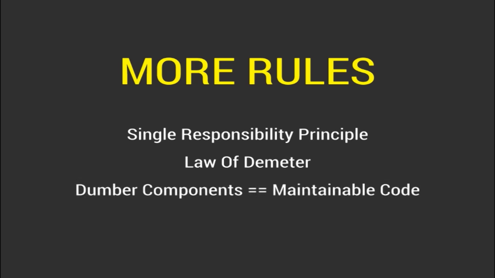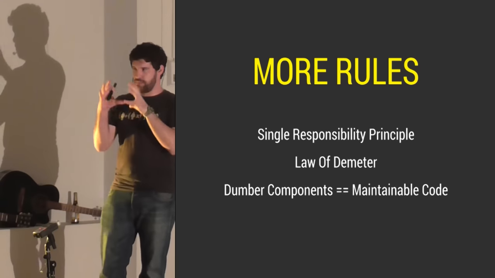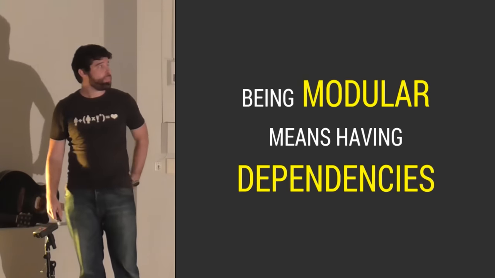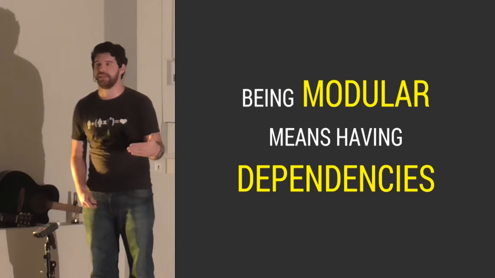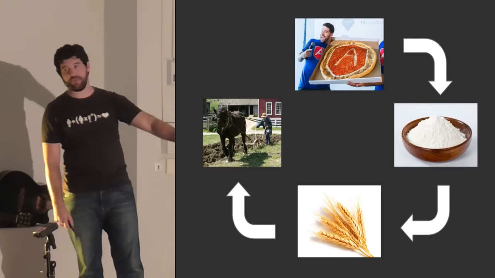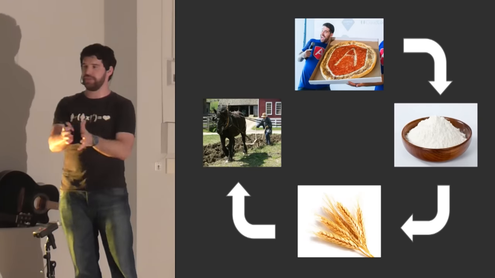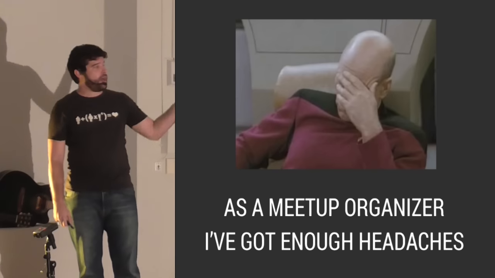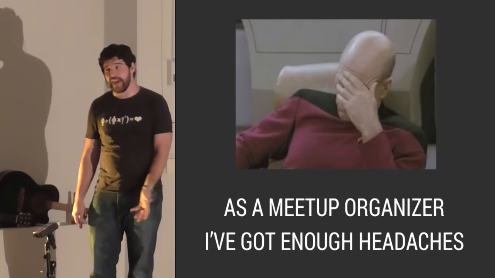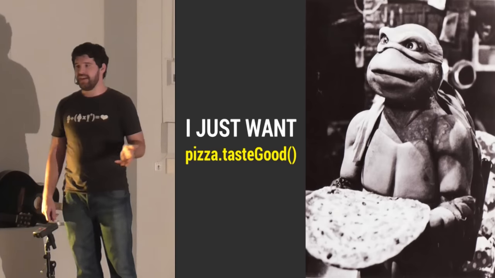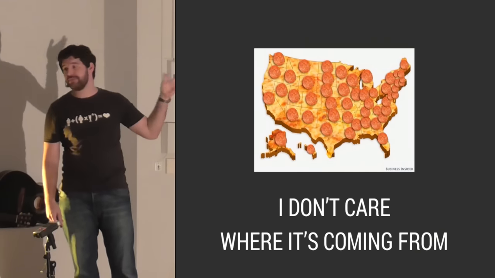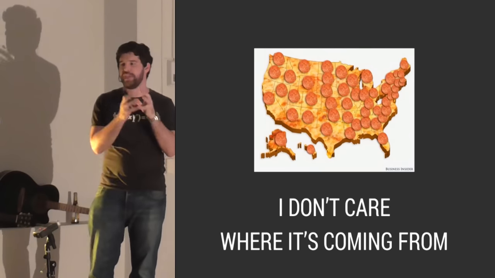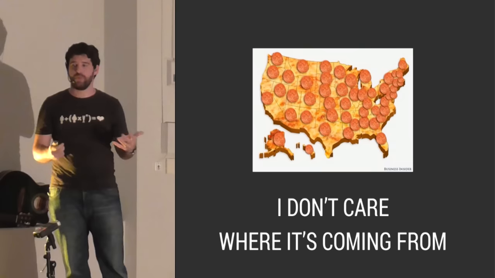Also, the dumber your components are, the more maintainable your code is. So what does it mean? It means that your code, your module, should know the least it can. So being modular means having dependencies. Like I said, if I'm a pizzeria, I have a dependency on a supermarket. So what I showed you before, these are all dependencies. Okay, I need this to create this, to create this, to create this. But as a meetup organizer, I've got enough headaches. All I want is a pizza, okay? And a pizza that tastes good. This is the interface I want. I don't really care where it comes from. I don't care if it's from this pizzeria. I just want it to taste good. Okay, this is basically the concept of what we're talking about.